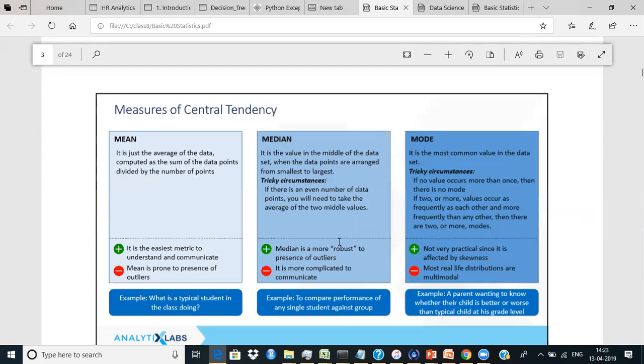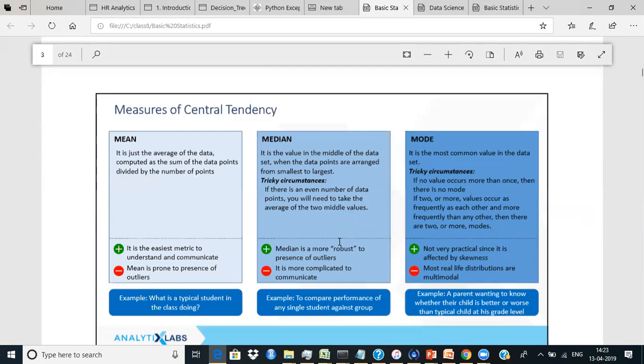Median. The advantage of the median is that it is not affected by large or small values. It's the middle value, right? So even if a very large value comes in or a very small value comes in, the median more or less remains constant. The disadvantage is that it is very complicated to communicate. The reason being, you'll have to explain what you mean by the middle value. You have to explain the whole process of calculation. People are typically not familiar with the median.